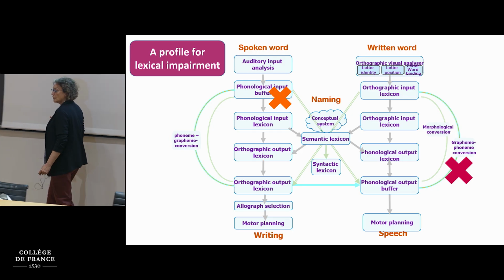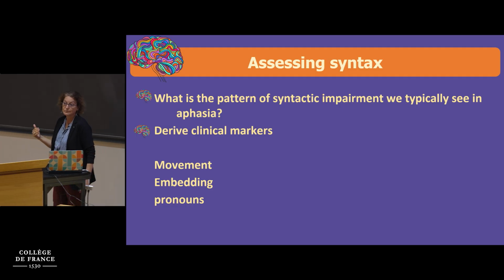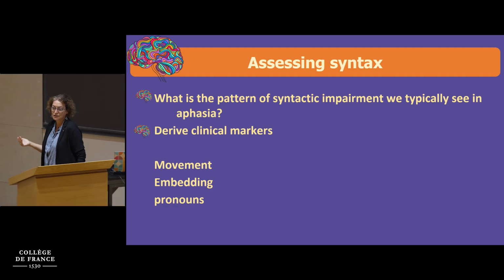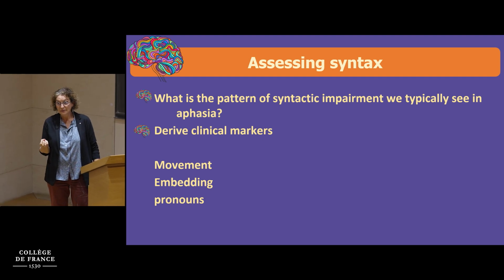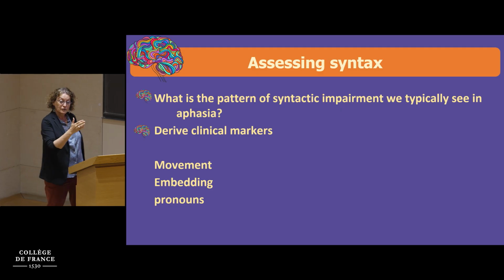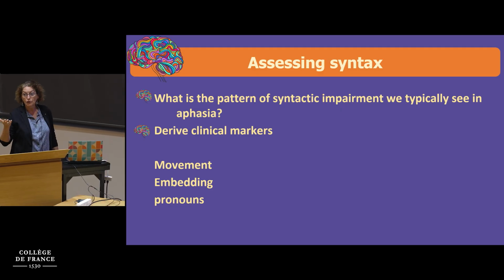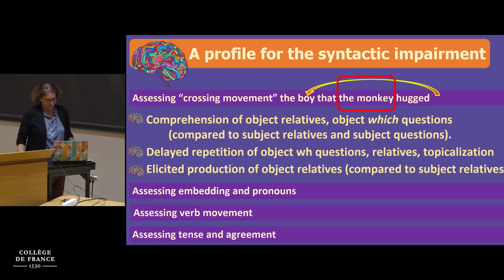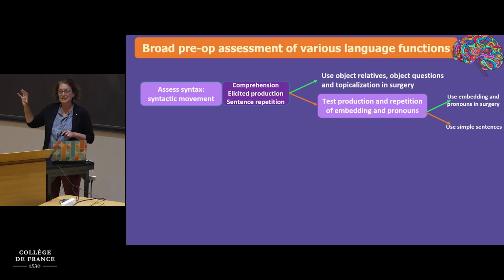And we do the same for syntax. So we assess syntactic movement with intervention, because we know that in many languages it's a very sensitive clinical marker for language impairment. And if the patient is already impaired in this, we go towards some other abilities like embedding and the comprehension and production of pronouns. And we create this kind of algorithm.